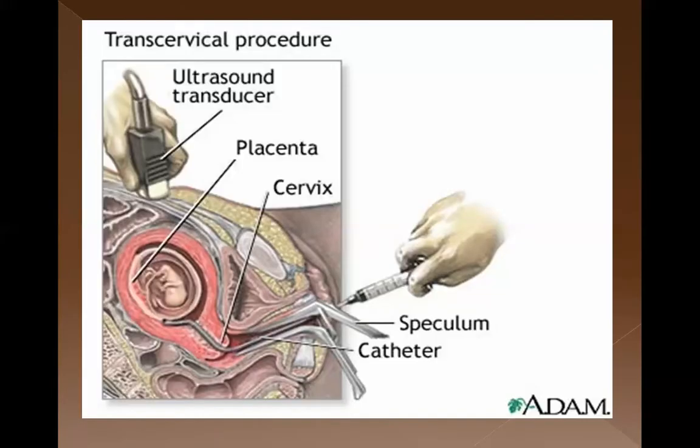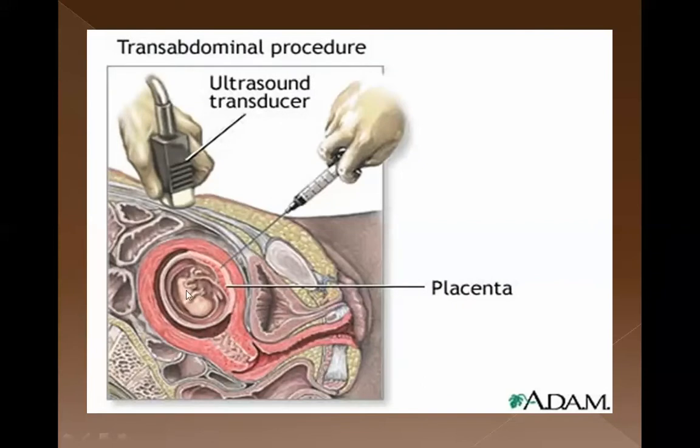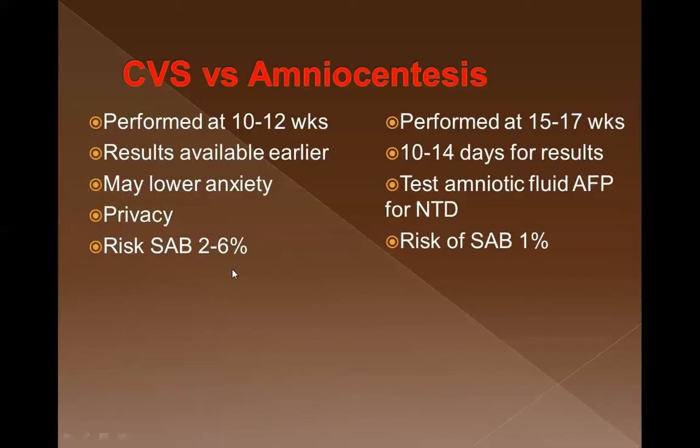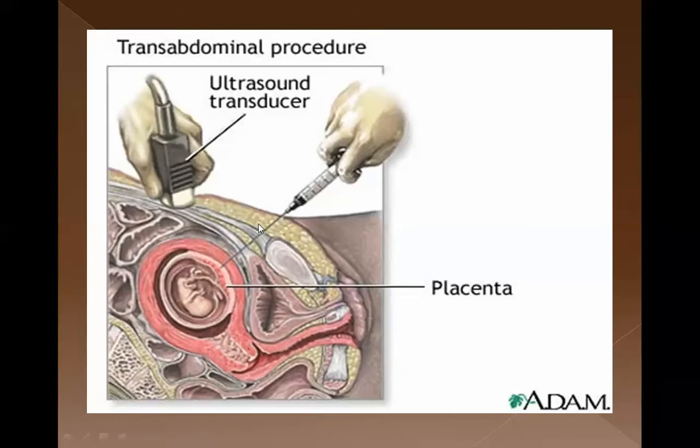شوفوا هذه البروسيجر. طبعا هنا ترانس سيرفايكال بروسيجر، هذا التراساوند جايد، هنا بلاسنتا، وهنا هذا السيرفكس، وشوفوا هنا السبيكيولم اللي هو الكاسكو سبيكيولم، وهذا هو الكاثيتر اللي مستخدميه، وشوفوا من دا ياخذ تشيو من الكوريونيك بليت. هذا ترانس ابدومينال under ultrasound guide. شوفوا abdominally من spinal needle وياخذون من البلاسنتال تشيو ويسحبوها.